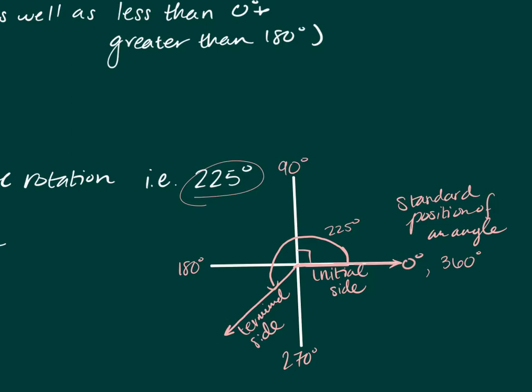Now, the last thing I want to mention are quadrants. Notice that our coordinate axis breaks up into 4 separate zones. Since positive direction is counterclockwise, quadrants are named in a counterclockwise fashion. The first one from 0 to 90 is quadrant 1. The second one from 90 to 180 is quadrant 2. The third one from 180 to 270 is quadrant 3. And the fourth one from 270 to 360 is quadrant 4.